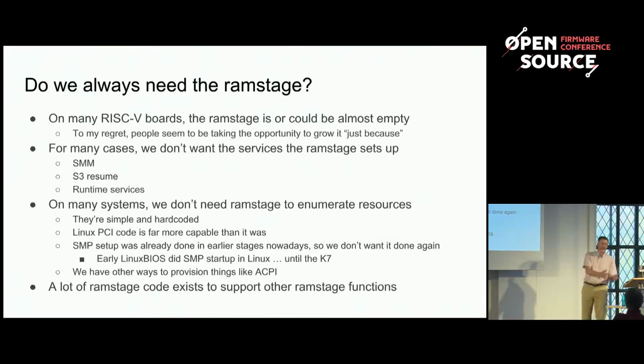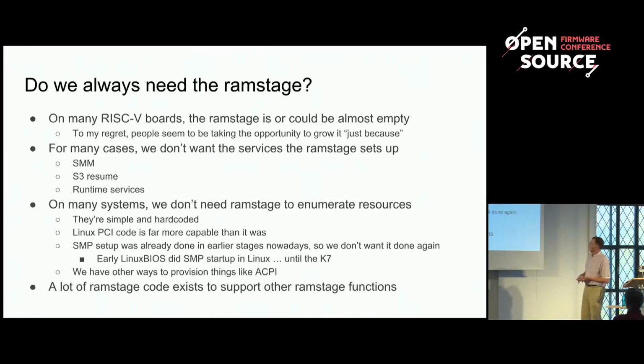So x86 has SMM, well, we'd better extend the privilege mode so we can do a thing like SMM. So, sort of jumping into the mud pond there, which is not always something you want to do. And further, in a lot of cases, we don't want the things the RAM stage can do for us. We don't want SMM, we don't want S3 resume, and we don't want runtime services at all. On a lot of systems, we don't need the RAM stage to enumerate resources. They're simple and hard-coded, or they're PCI, and we know how to enumerate PCI.